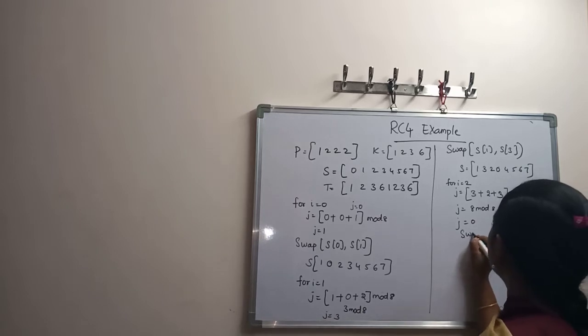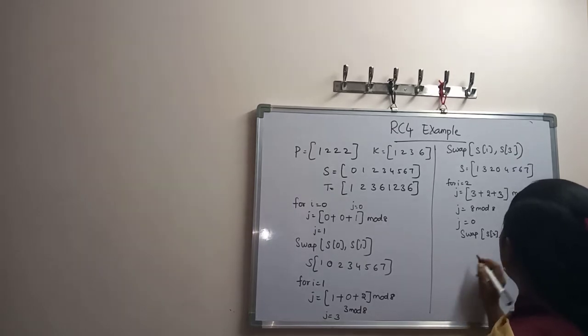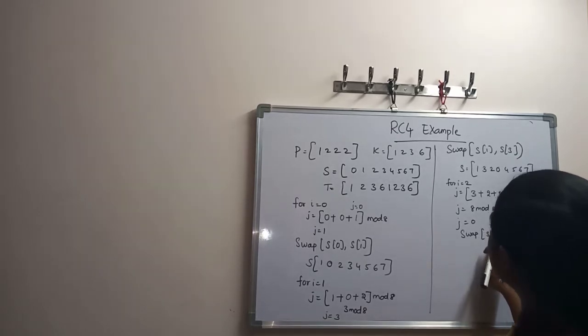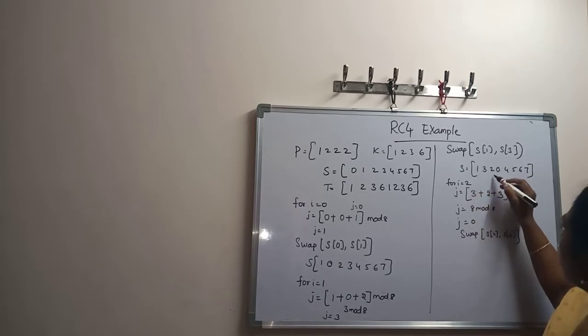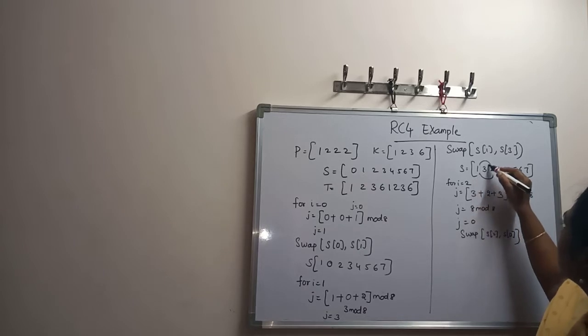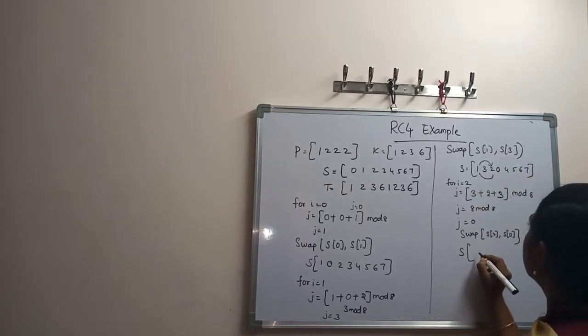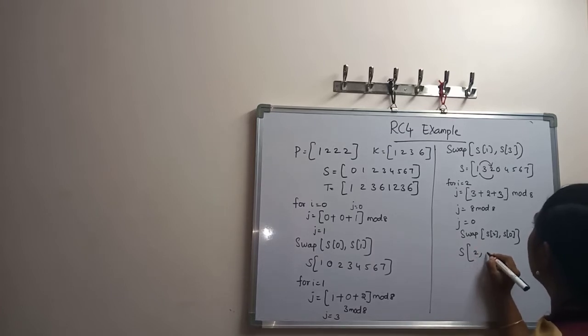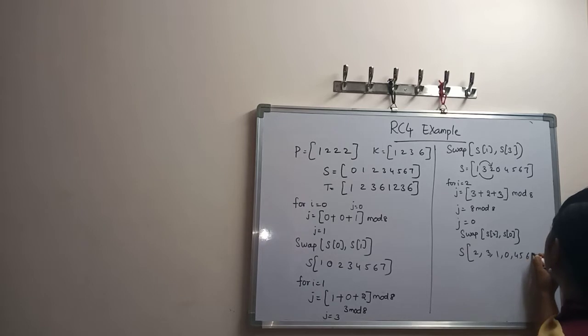Then we do the swap of S of 2 comma S of 0. What is the S of 2 value over here? The 2 value is swapped with the 0th value. So this will be a swapping, and we get S equal to 2, 3, 1, 0, 4, 5, 6 and 7.